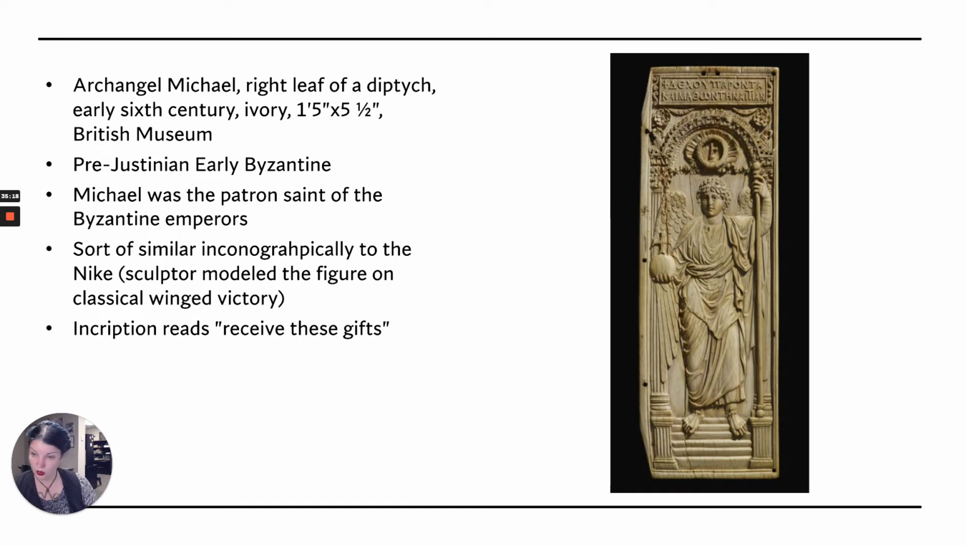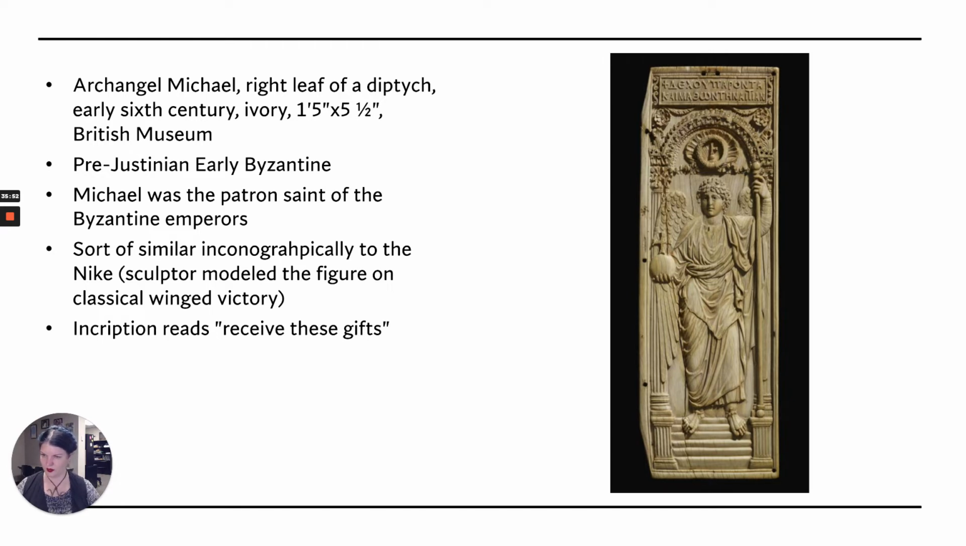And he's holding the orb, which sometimes the Nike holds, showing victory over the world or something like this. This orb has a cross on it, so it's kind of the Christian world. And one of the other things that's interesting about this is the inscription at the top says, "Receive these gifts," which is something the Archangel Michael says when he's approaching the Virgin Mary. But it's also an interesting emblem for the Byzantine Empire.